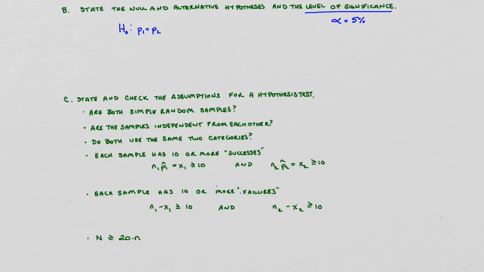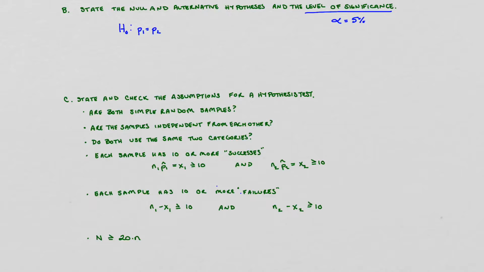Please notice that I did not use P1 hat and P2 hat. Your hypotheses are always going to refer to your population. So this is why I use P1 and P2. So again, these are referencing our population proportions for the proportion of students taking the biology exam who are female and the proportion of students who are taking the calculus exam who are female.